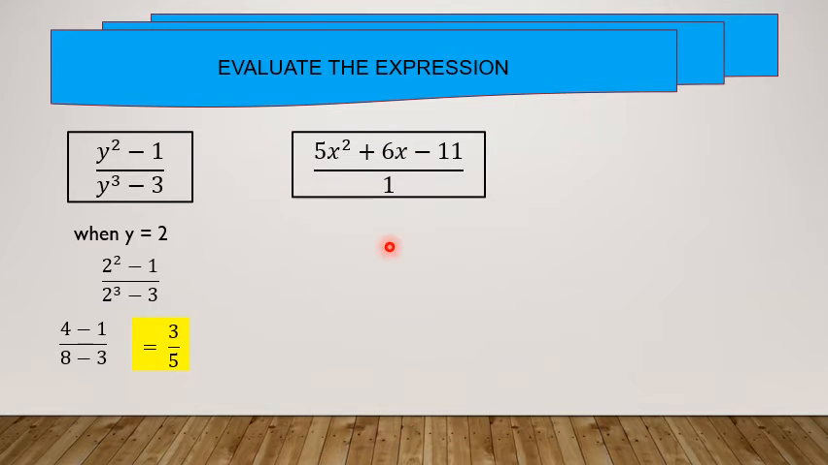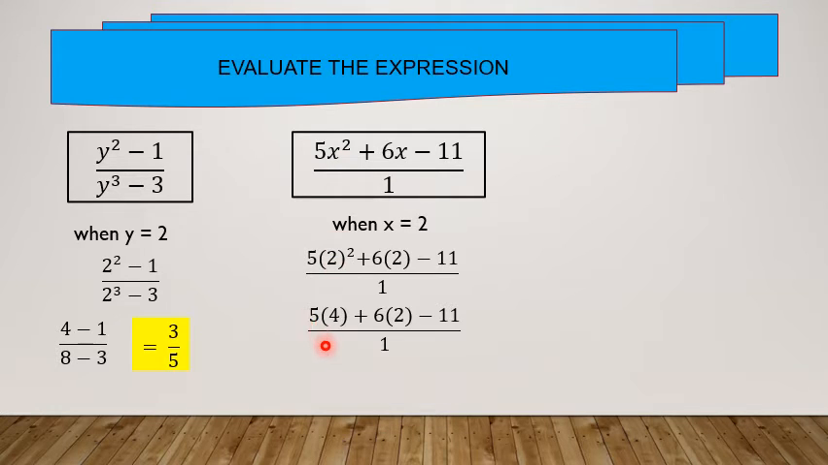Another example, 5x squared plus 6x minus 11 over 1. So let's use x equals 2. Again, do not use excluded values. We have to substitute 2 for x. And then next, you have to simplify. 2 times 2 is 4. Then just copy. And then 5 times 4, 6 times 2. 5 times 4 is 20. 6 times 2 is 12. Then simplify it again. We got 21. Actually, that's 21 over 1. Then you have to divide and simplify. Final answer, that is 21.